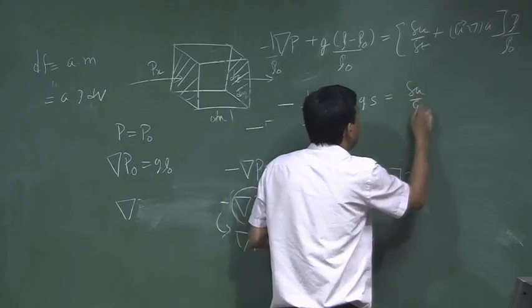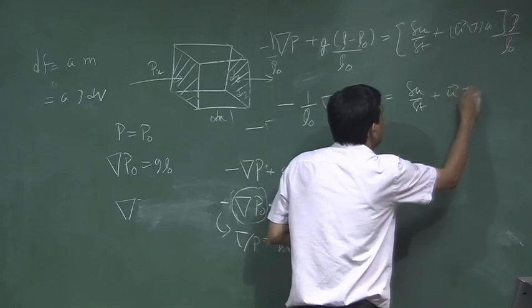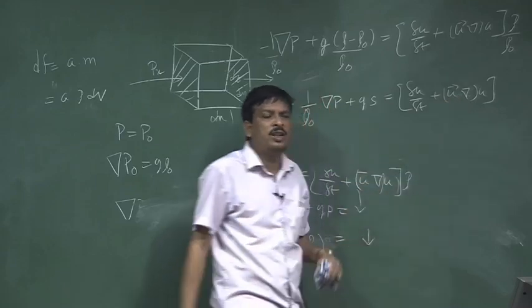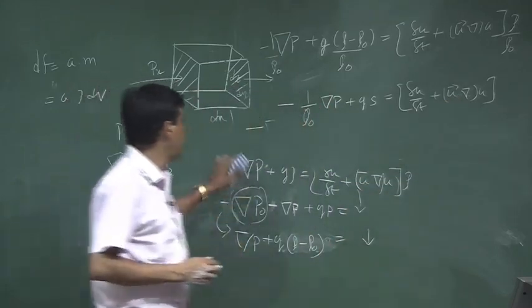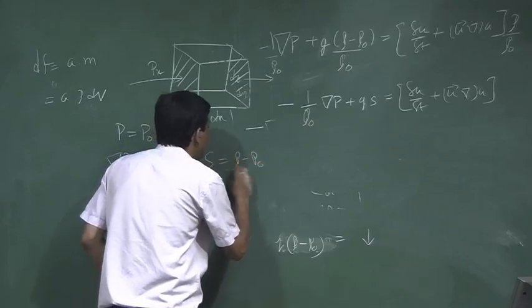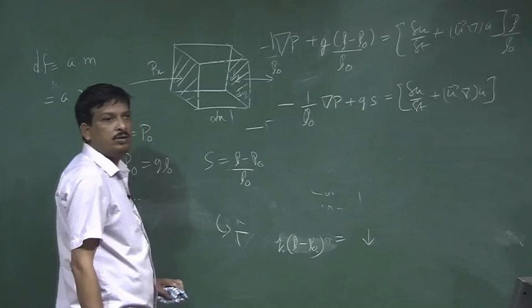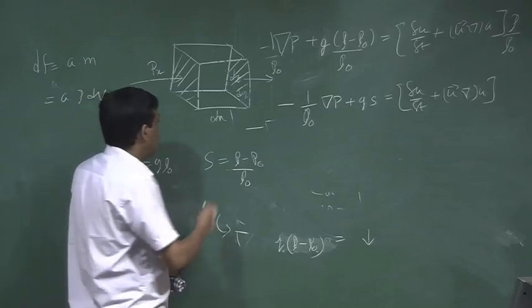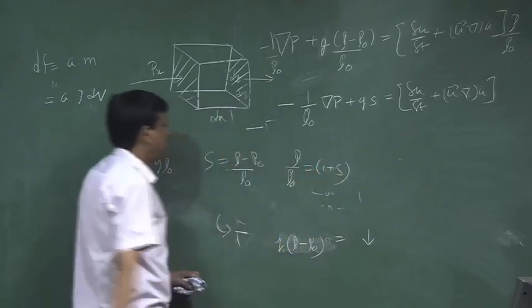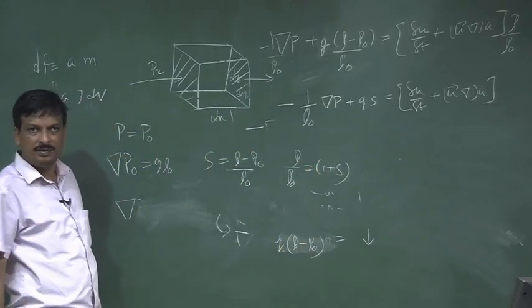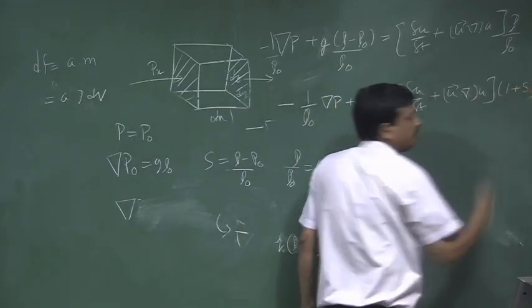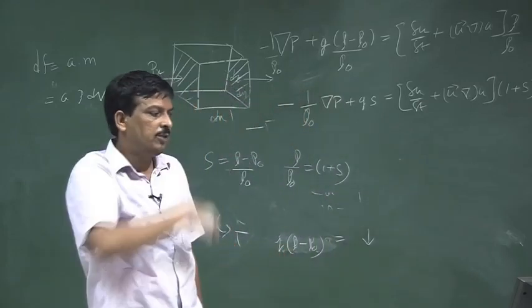del u by del t plus u divergent u whole into rho by rho 0. What is rho by rho 0 in terms of s? What is s? s is nothing but rho minus rho 0 divided by rho 0. Okay. So, rho by rho 0 is nothing but 1 plus s. So, I write 1 plus s, condensation 1 plus small s.